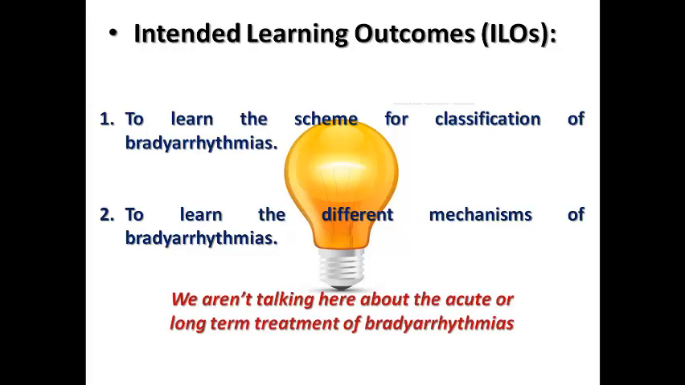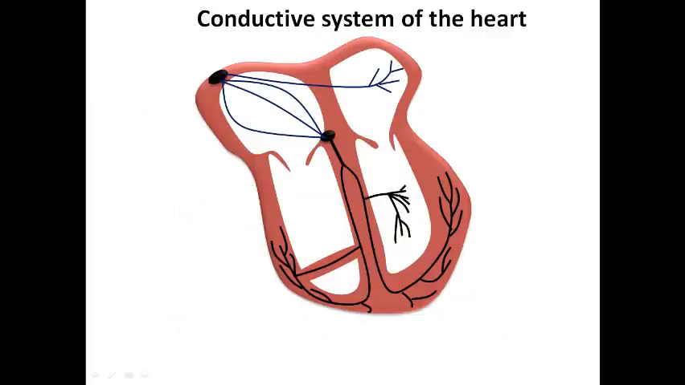And of course, we should note that we are not talking here about the acute or long-term treatment of bradyarrhythmia, and this is also the situation in dealing with tachyarrhythmia, because in this course we are focusing on the ECG diagnosis, not on the management. And in order to understand the ECG diagnosis, of course, we need to understand the mechanisms and the types. So we need to give a short resume regarding the conductive system of the heart. I know, of course, that we explained this diagram before in the lectures of bundle branch blocks and intraventricular conduction disturbance, but of course it is very important for us to understand our lecture today.